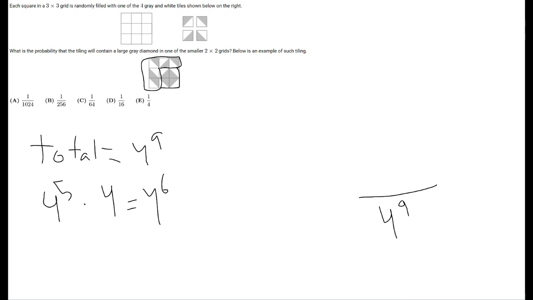So now we just have to have that divided by 4 to the 9th. So let's do that right here: 4 to the 6th over 4 to the 9th. And then we can simply cancel out the stuff here, so that it becomes 4 to the 3 over 4 to the 0, which just equals 1 over 4 to the 3. And that will just be equal to 1 over 64, which is answer choice C.